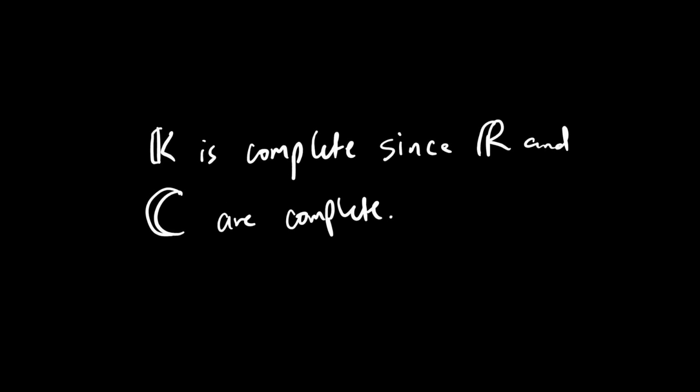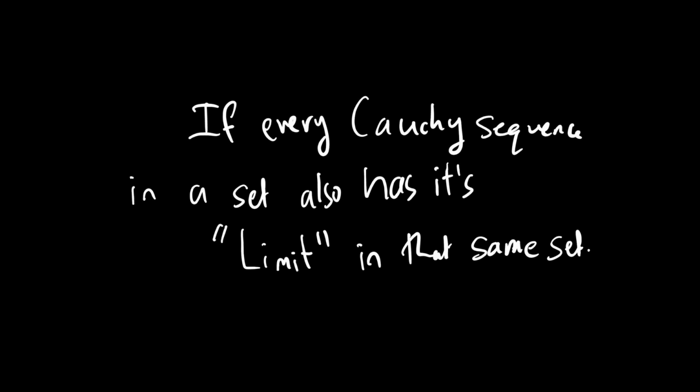Another important piece of information about K: K is complete, which means that any Cauchy sequence that converges will have its limit within the set that the sequence is from. So everything is contained within K. It cannot go outside of K, which is good. So if every Cauchy sequence in a set also has a limit in the same set, then we know it's complete. All right, so we have all our definitions before.